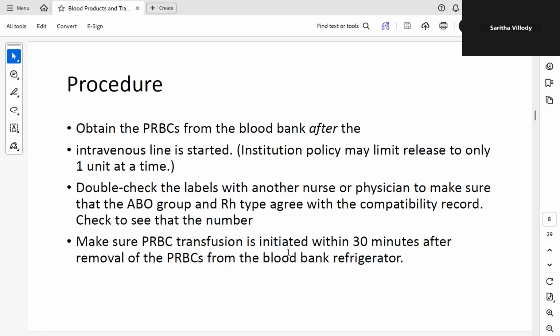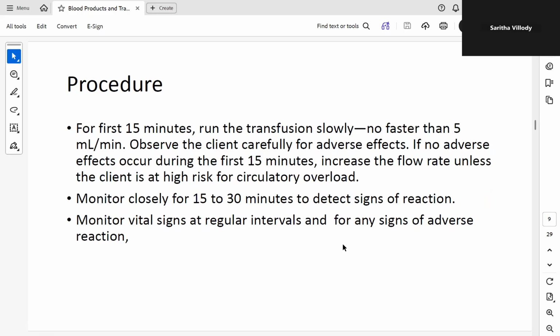A blood transfusion must be initiated within 30 minutes. Do not delay that time. Don't wait for the 30 minutes. Infuse as soon as it's available to you. Then for the first 15 minutes, we will be running it at a slow rate of 5 ml per minute. It is recommended to check vital signs every 5 minutes, but I would usually recommend nurses to stay with the patients during that first 15 minutes.